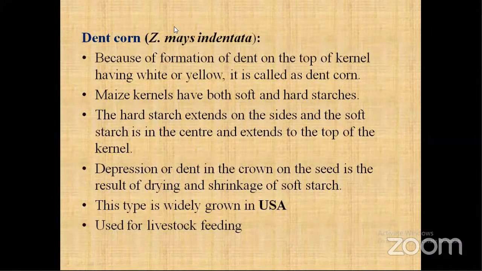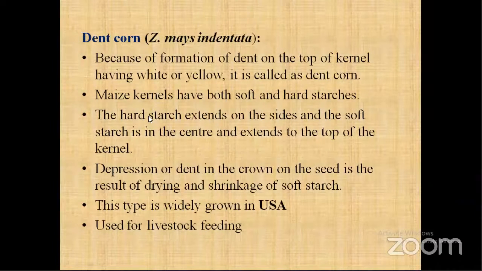Next one is dent corn, scientific name Zea mays indentata. Dent means it has a depression on the top side, that's why it is called dent corn. Most probably it is white or yellow in color. The kernel has both soft and hard structures. The hard starch extends on both sides, and the soft starch is present in the center and extends to the top of the kernel also.